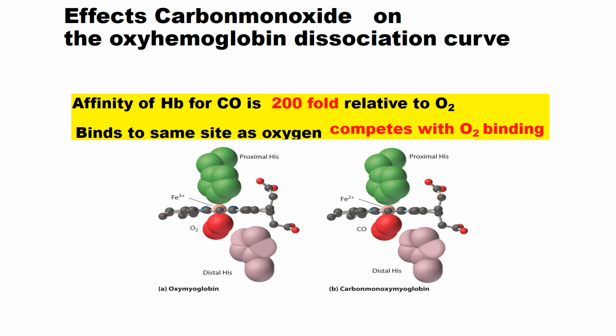Carbon monoxide, as we know, has 200 times the affinity for hemoglobin when compared with oxygen, and by looking at this figure we can also know that it is competing for the same site on the hemoglobin as oxygen, and therefore it is decreasing the functional hemoglobin concentration.